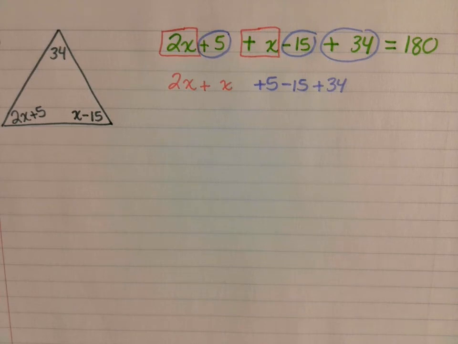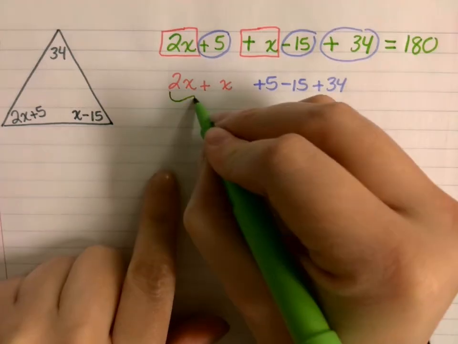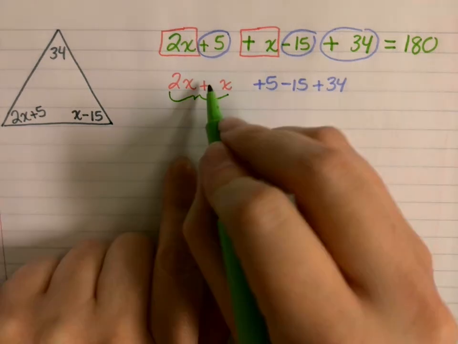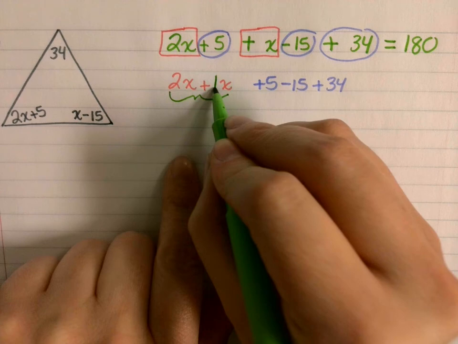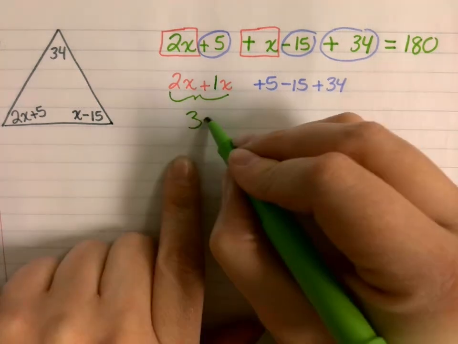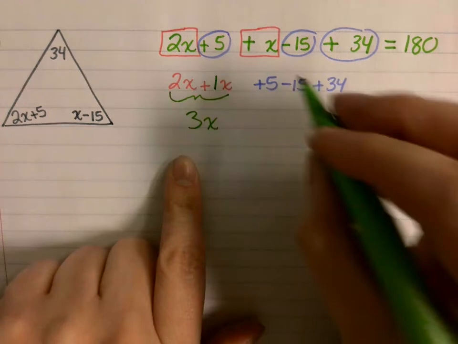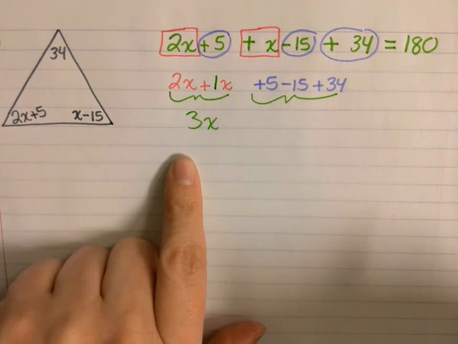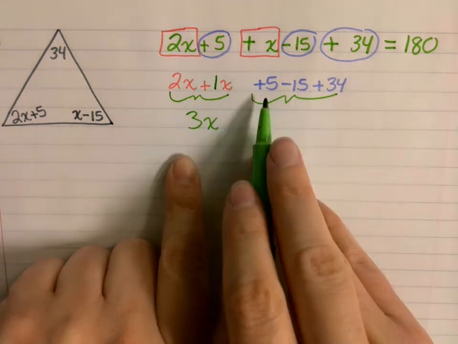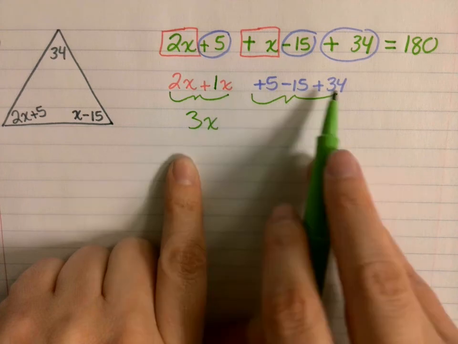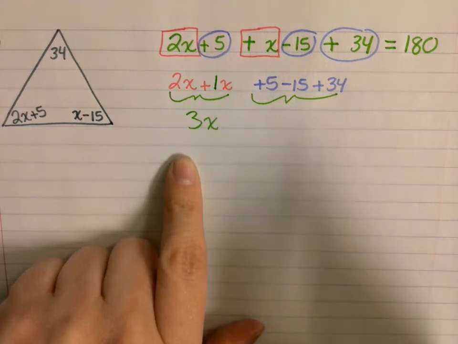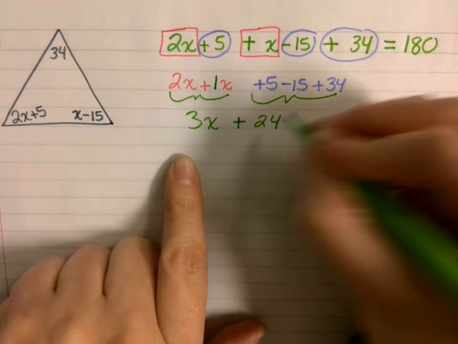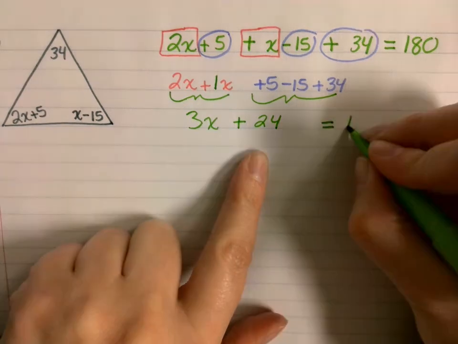What is 2x plus x going to equal? 3x, right? There is a single value of 1 in front of that x. 2 plus 1 is 3. That means we have 3x. Now, what is 5 minus 15 plus 34? Got calculators right by you. What's 5 minus 15 plus 34? 24. It is a positive 24, so I'm going to put plus 24, and it's all set equal to 180.